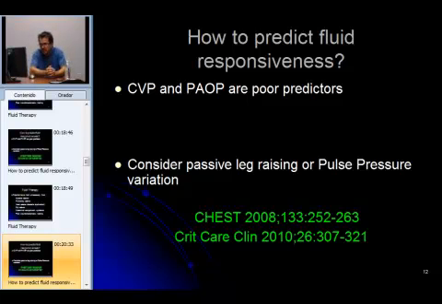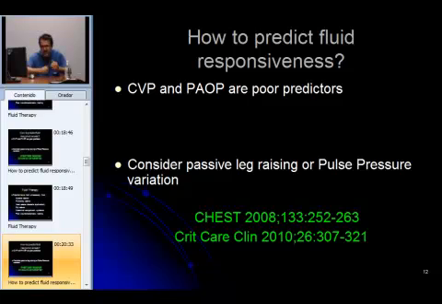I know a lot of people like to use these, and still, like in the early goal-directed therapy, which is a trial in 2001 from Emanuel Rivers, they used CVP to guide fluid therapy. You cannot say that it's the CVP management or the CVP goal that improved the outcomes in that trial, because it could have been the early fluid, the resuscitation titrated to ScvO2, the use of inotropes, etc. So there's no literature that justifies continuing to use CVP or the wedge pressure for fluid responsiveness.